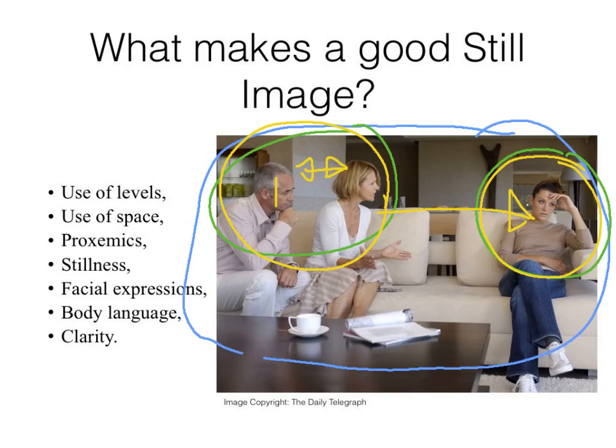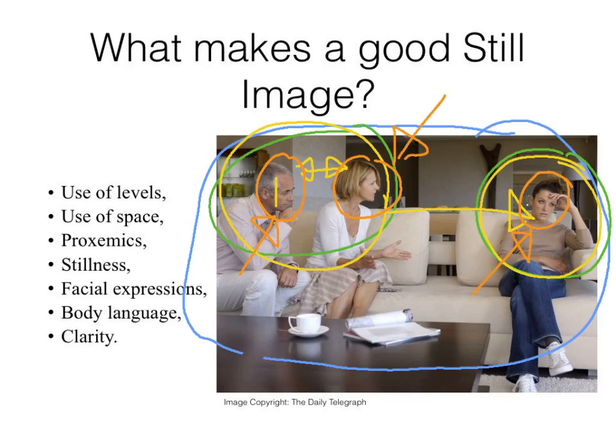The next one is facial expressions, and that describes the face, the look on the face of each of the actors, and how you would then describe that. So perhaps this person here has a look of concern, of worry, whereas this lady here has a look of anger. And you would perhaps describe this person here with a look of boredom, or a look of disgust, or a look of anguish.